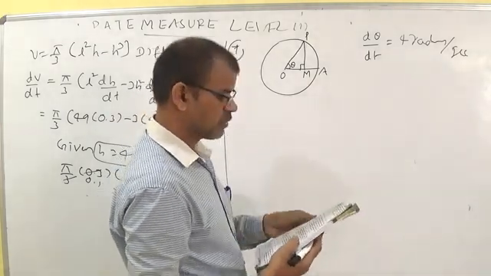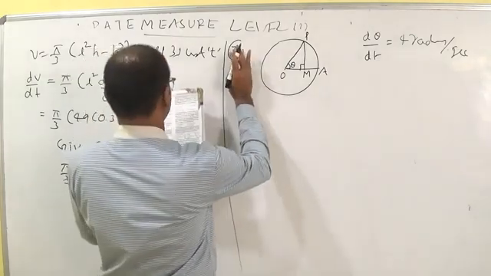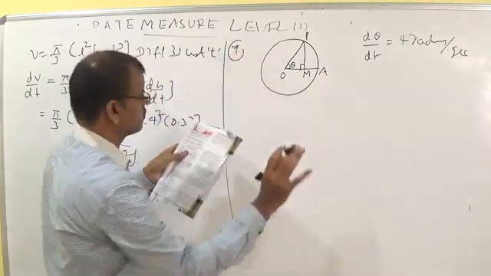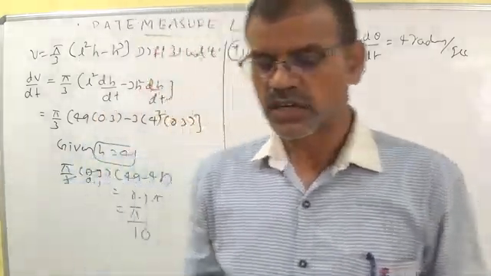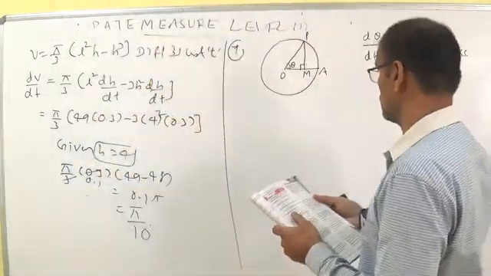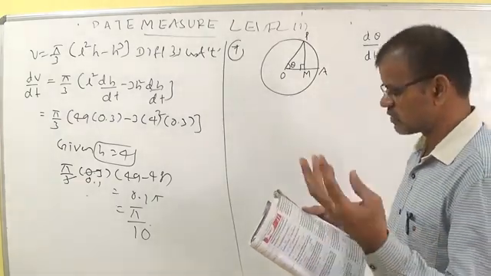Now I am discussing the 8th question. The 8th and 7th are the same question. A is a fixed point on the circumference of a circle with center O and radius R. A particle starts at A and moves on the circumference with angular velocity 4 radians per second.